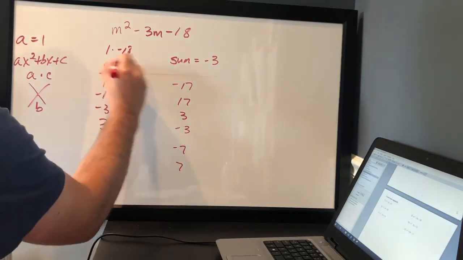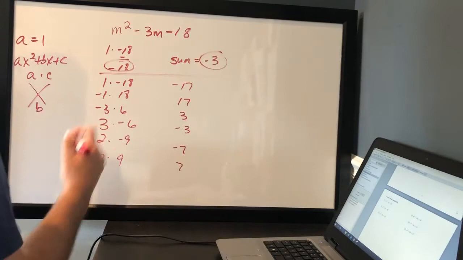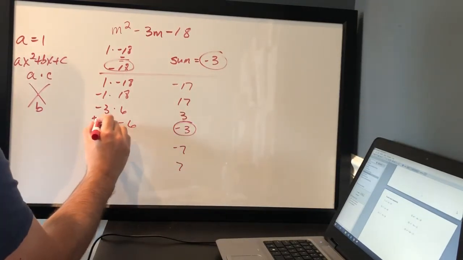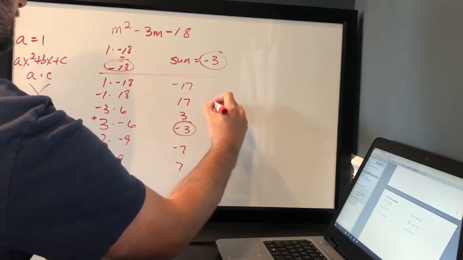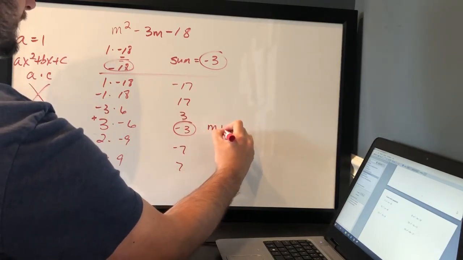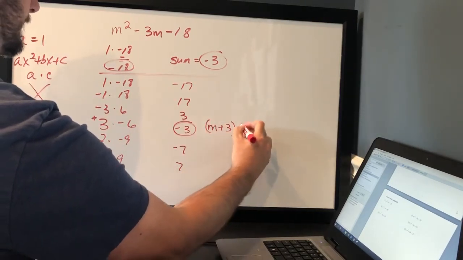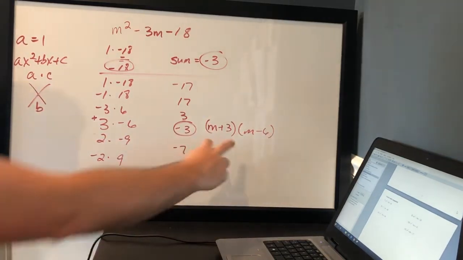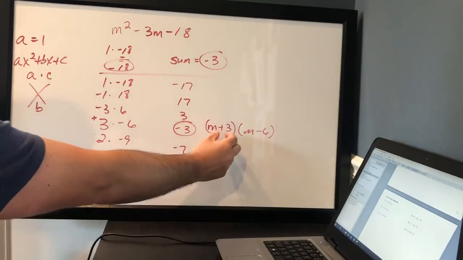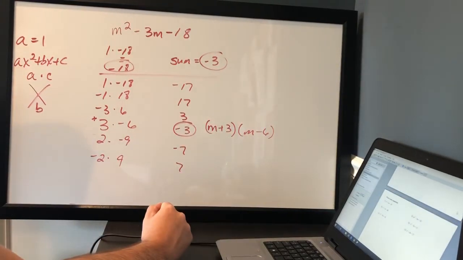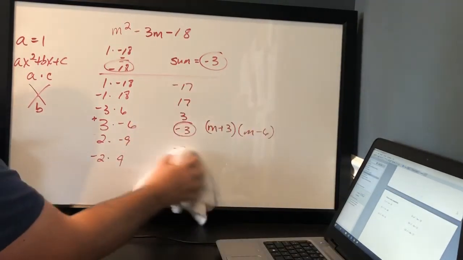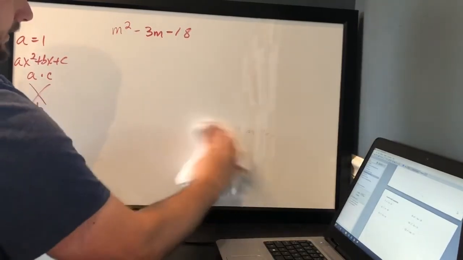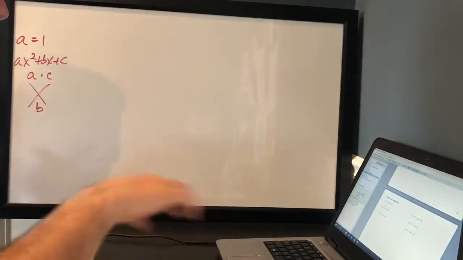So what are the factors of negative 18 that add up to negative 3? Our factors are positive 3 and negative 6. So we would write our answer as m plus 3 times m minus 6. Again, these are binomial factors. It's a binomial because it has two terms. Let's go ahead and do two more at least.